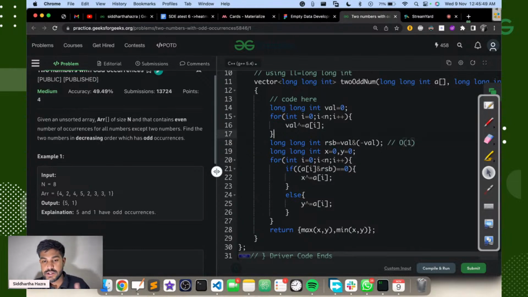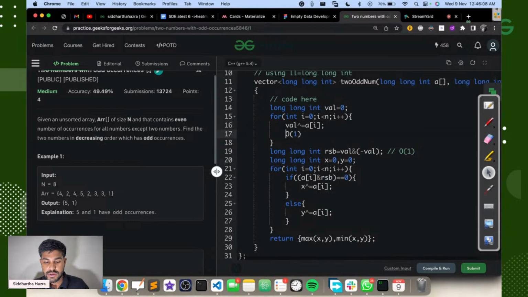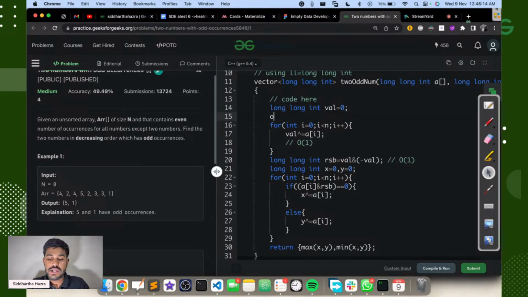Okay, we are doing this in big O of 1, and here we are iterating all of the elements, and in here we are just doing the XOR. This means that we are doing constant operation. Here we are doing constant operation. This is just iterating over all the elements. So this for loop in total is doing nothing but big O of 1.